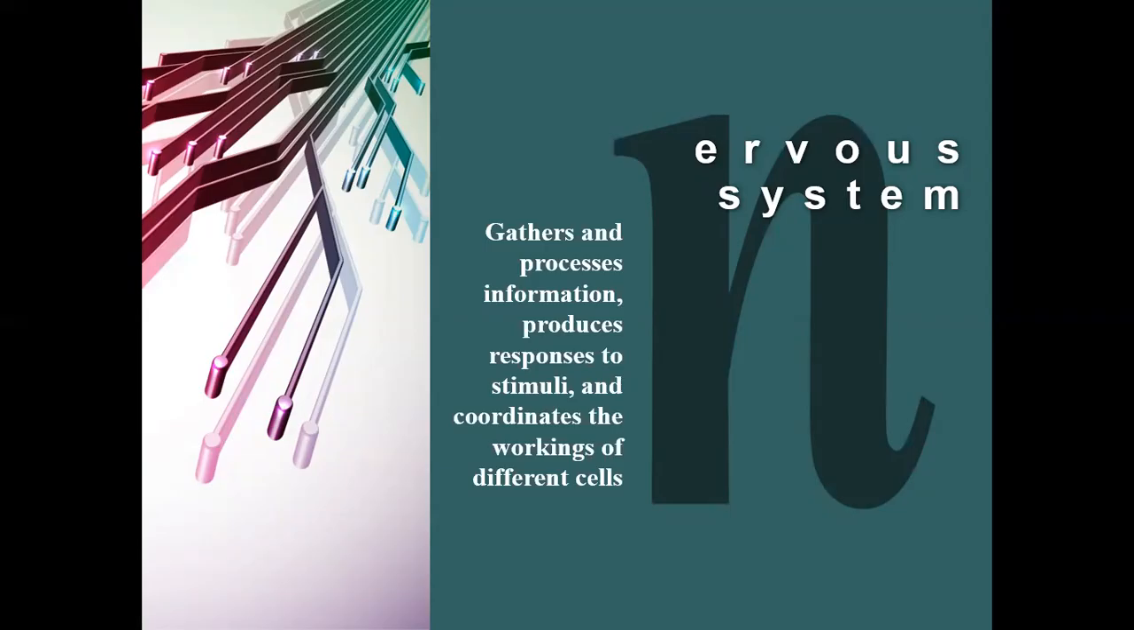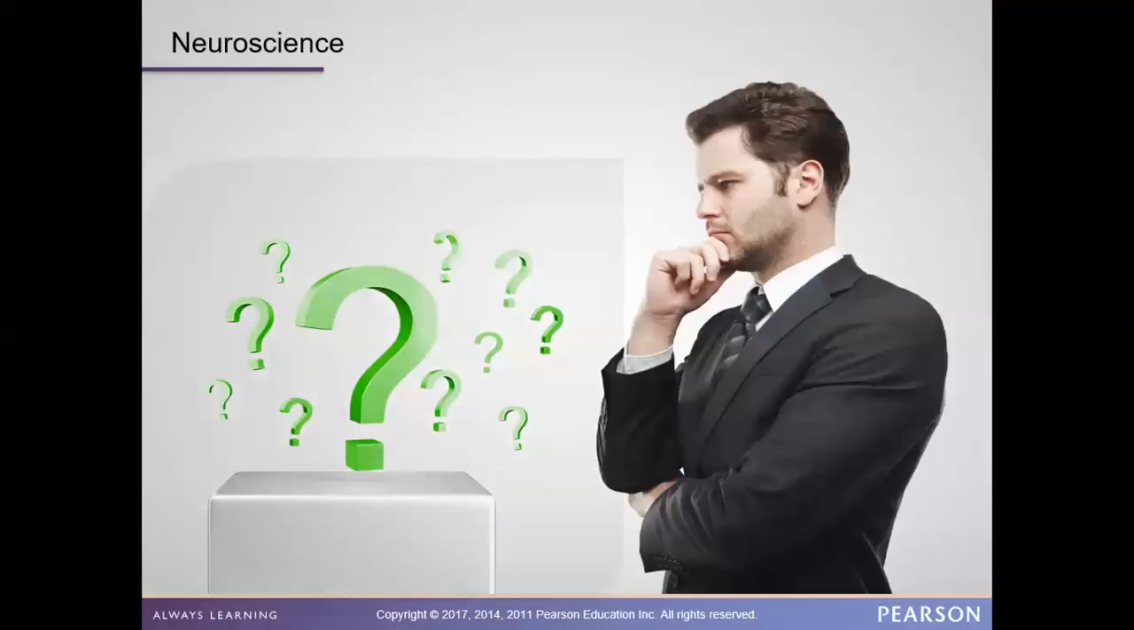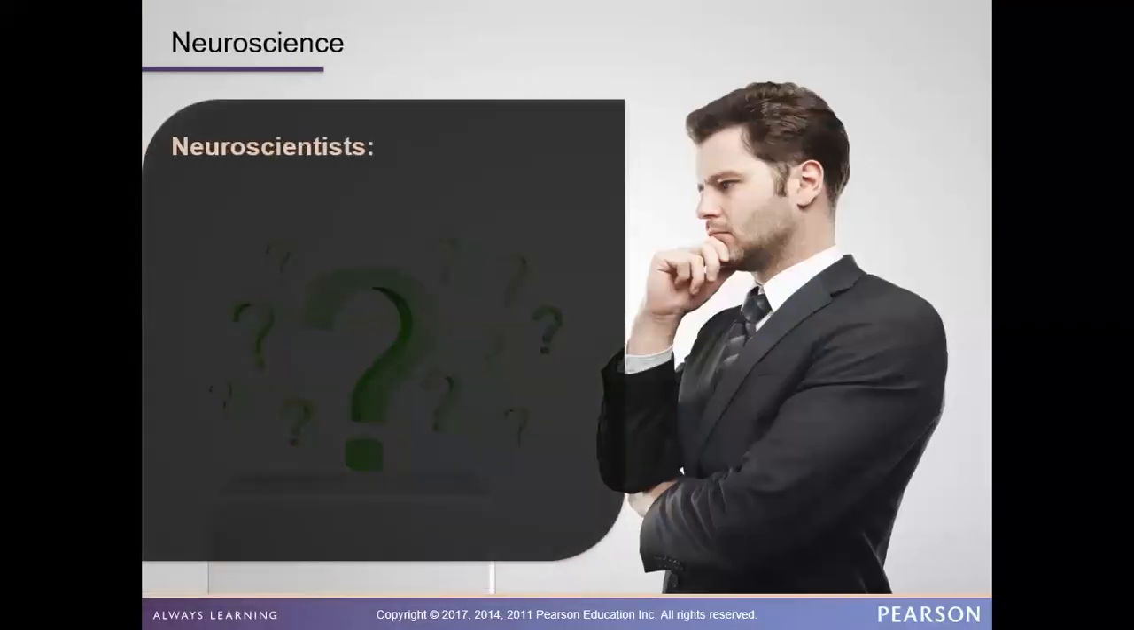But it gathers and processes information, produces responses to stimuli. So I prick you with a pen and you go, ouch. Dr. Sims, why'd you do that? That's a nervous system that helps you to respond to that. So you're responding to outside stimuli. And then the nervous system aligns and controls different groups of cells to tell them what to do at what specific times. When I talk to you about neuroscience, there's several different types of neuroscience to go in.